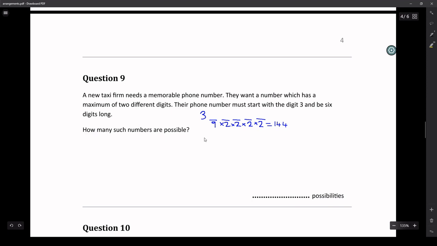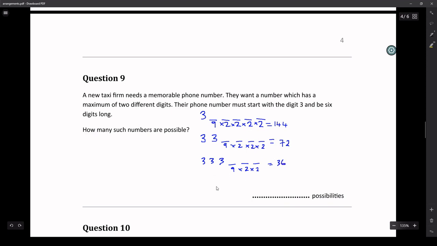Now that's only one situation, but what if instead it started with 2 3s? Because in this one we only had 9 choices, it didn't include a 3 as the second number. Well then again, now you've got 9 choices, 2, 2, 2. And so you see this one is 9 times 2 cubed, 72 possibilities. Now what if it started with 3 3s? Then again 9 choices, 2, 2. This one's 9 times 2 squared, 36.